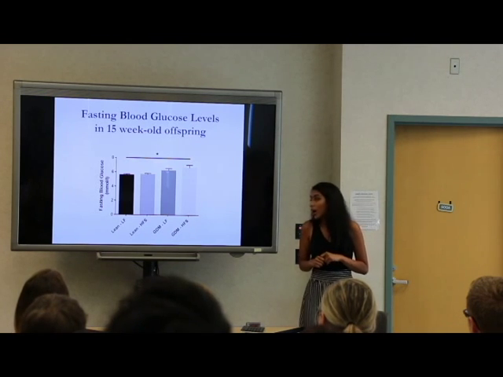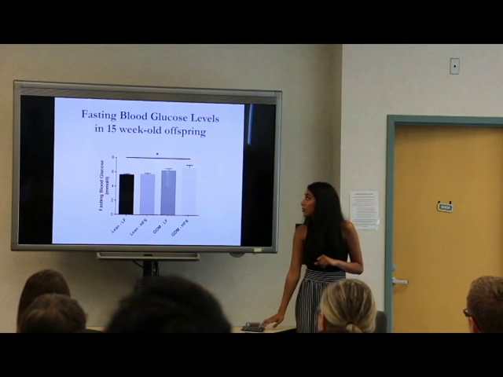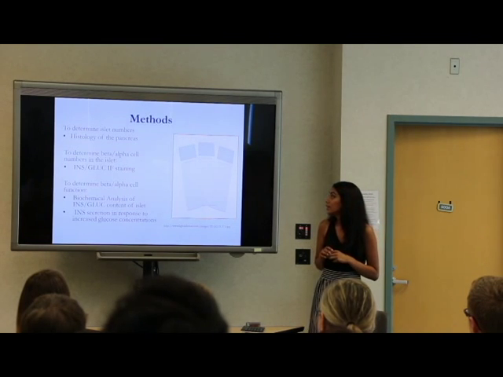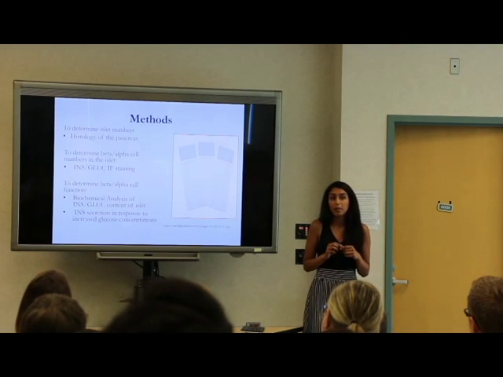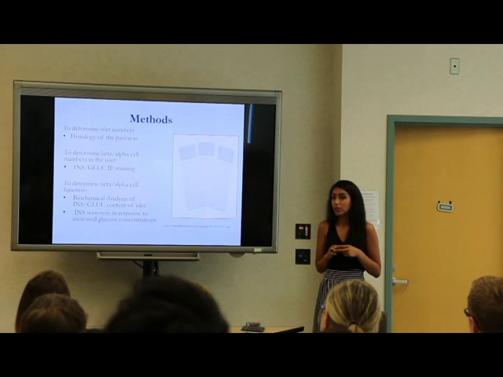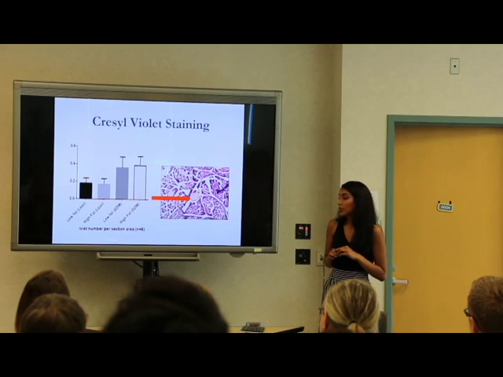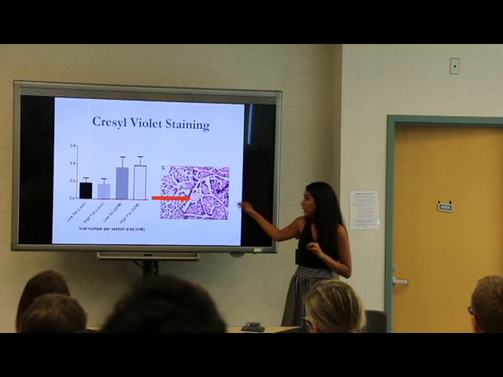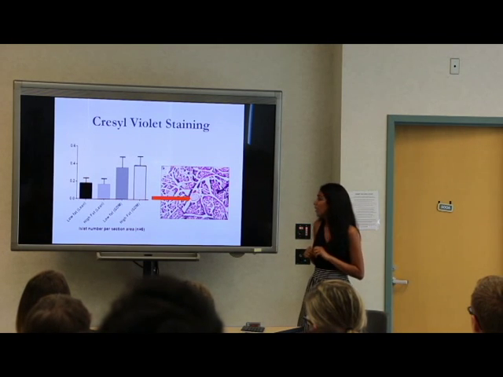To better understand why offspring born from a GDM pregnancy have elevated blood glucose levels, we performed a series of experiments that includes histology of the pancreas to determine islet numbers, immunofluorescence staining to determine beta and alpha cell numbers, and also biochemical analysis and glucose-stimulated insulin secretion to determine beta and alpha cell function. I'll start with our crystal violet staining. So here's a picture of crystal violet staining. Here the darker purple portion is the exocrine part, and this circular portion is the endocrine islets. So I counted the islets per section area, and these are our results.